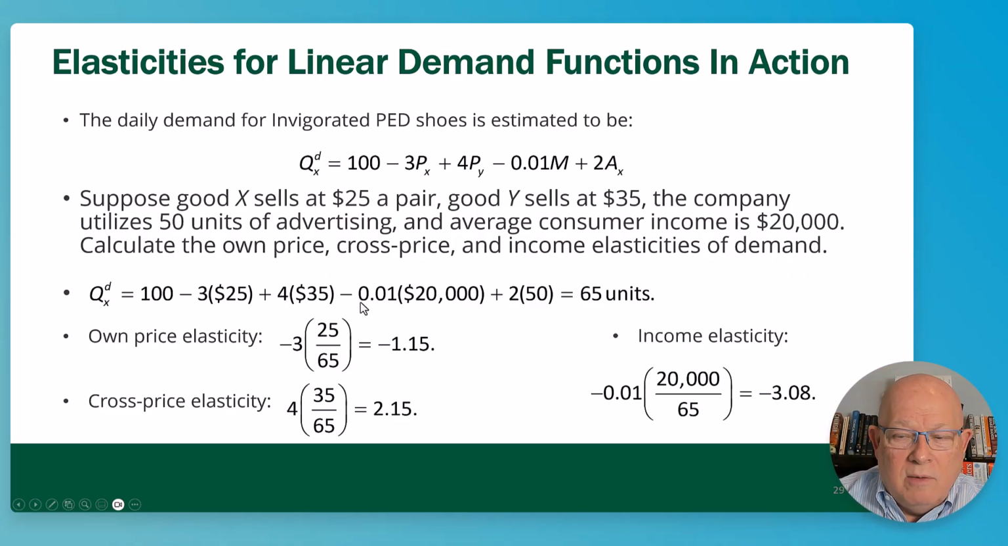Our own is negative as we expect. Income is negative because we're an inferior good. And this good is a substitute because the more its price increases, the more people are going to buy of our particular shoe.